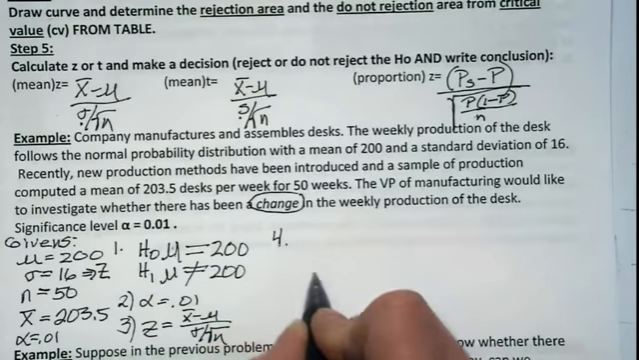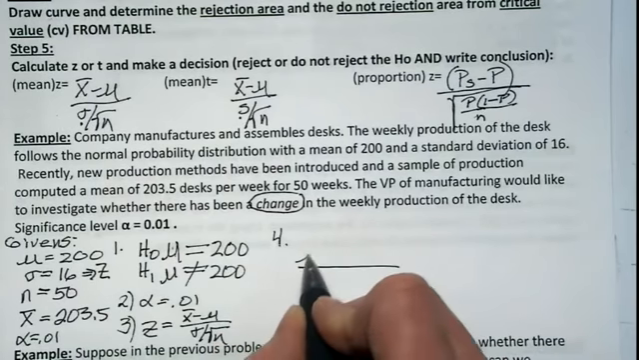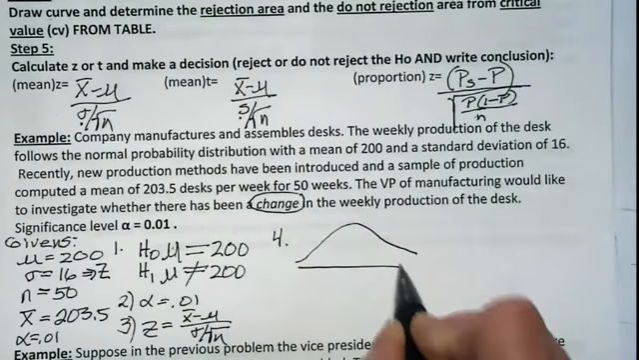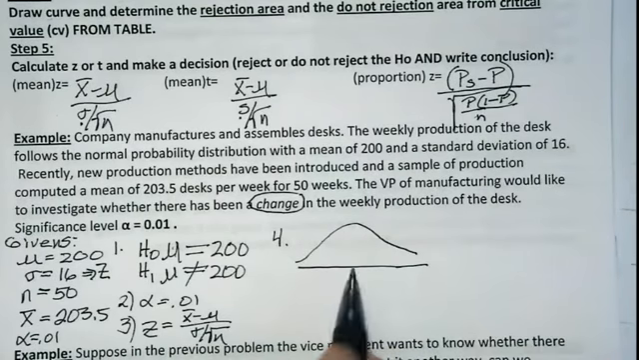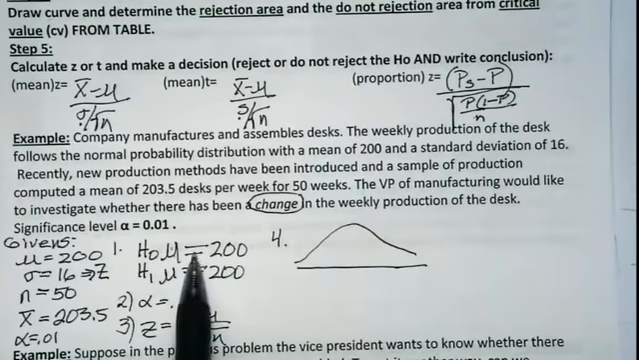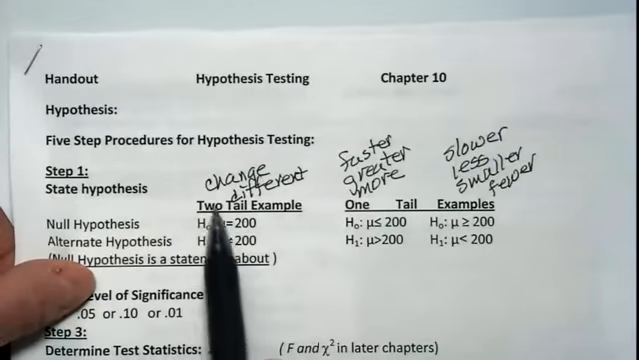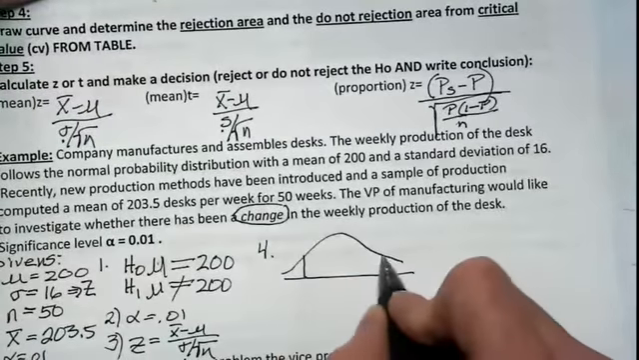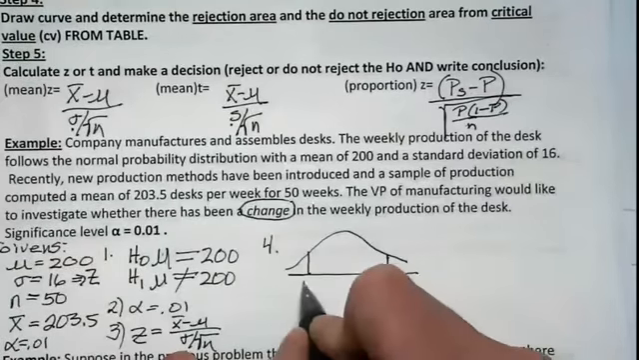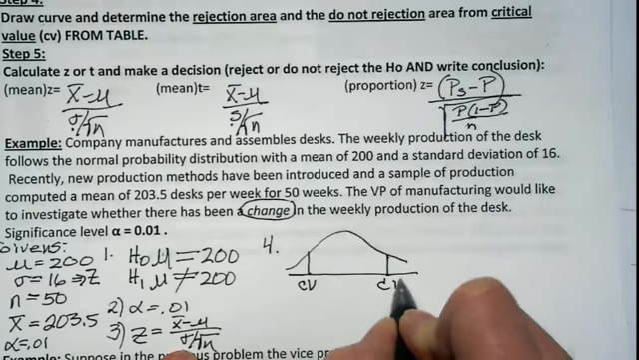Step 4 is to draw the curve with the critical values. Well, the first thing you want to know, this identifies whether it's one or two tail. If you look up here, equal and not equal is always a two tail. So we have a tail here and a tail here. Well, what is the decision rule or the critical value here?